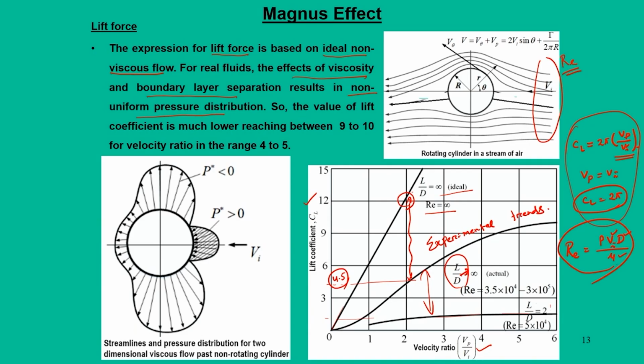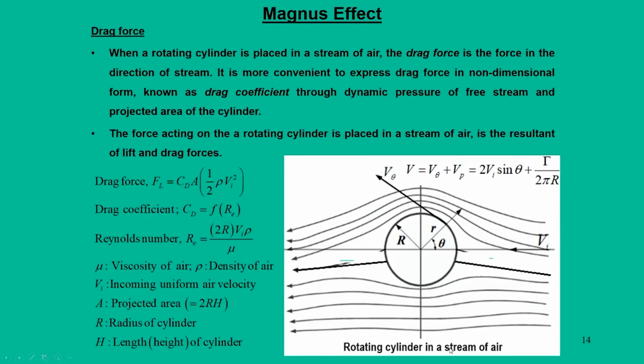So, that is the reason we normally take the data from experimental evidence for wind turbine calculations, and that is dependent on this velocity ratio. Now, having said this about lift force, we will try to introduce another term, which is called drag. Drag is nothing but the force that acts in the direction of the stream.